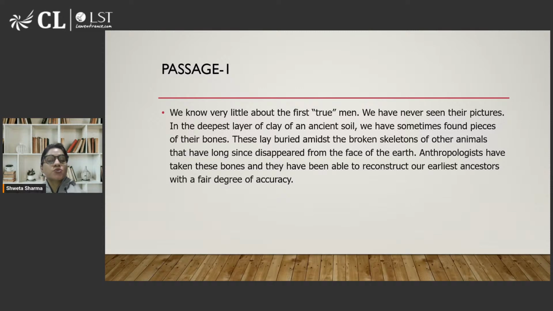So the tone of the author itself is a little uncertain. We do not know what exactly he is referring to. He does say that there were some broken skeletons, but what?